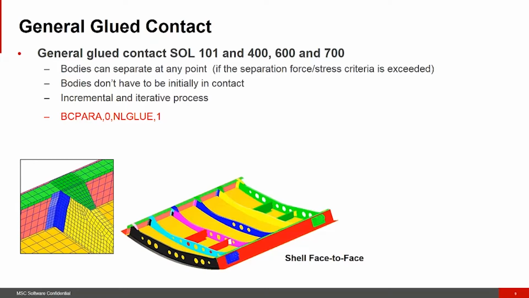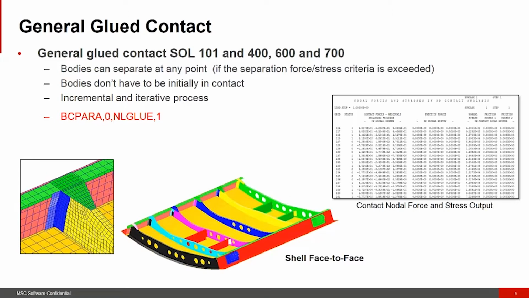And this is an incremental and iterative process. Even in a solution 101, the only source of nonlinearity would be the increments that happen within this contact. So one benefit, as I mentioned, is that the parts don't have to be in contact, and also the parts may separate.